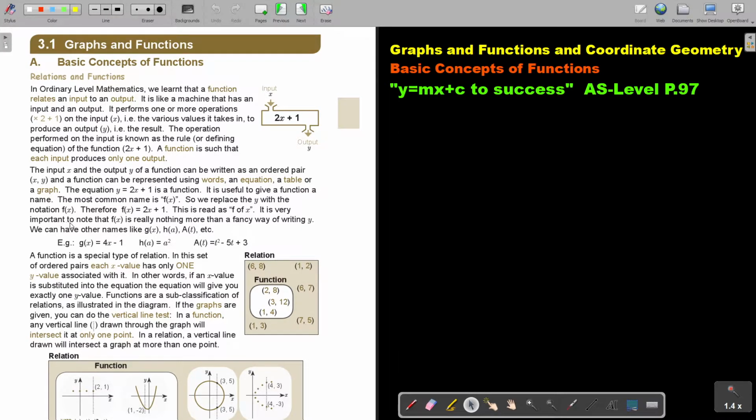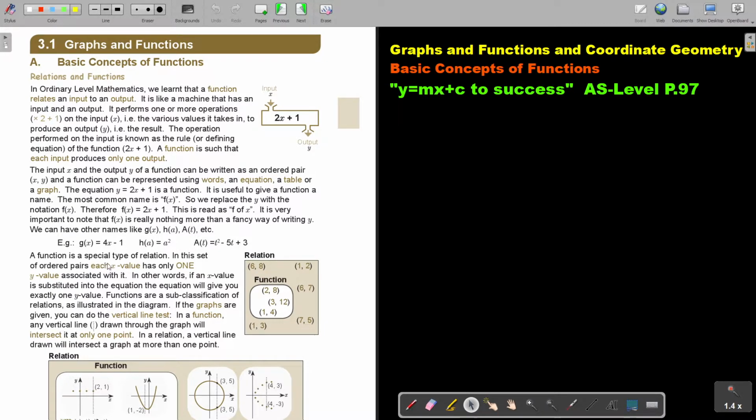It is very important to note that f of x is really nothing more than a fancy way of writing y. We can have other names, g of x, h of t, and a few other names. It's usually one function in one question. As soon as we want to bring in another function, we give it another name.